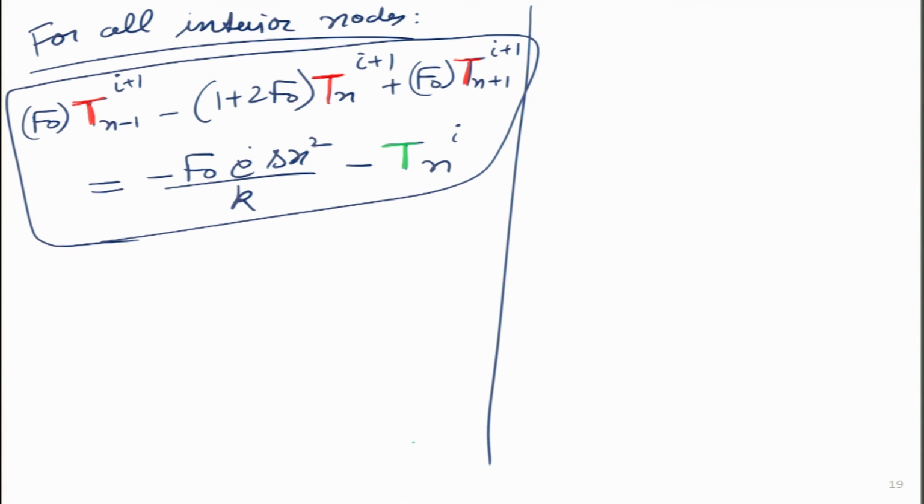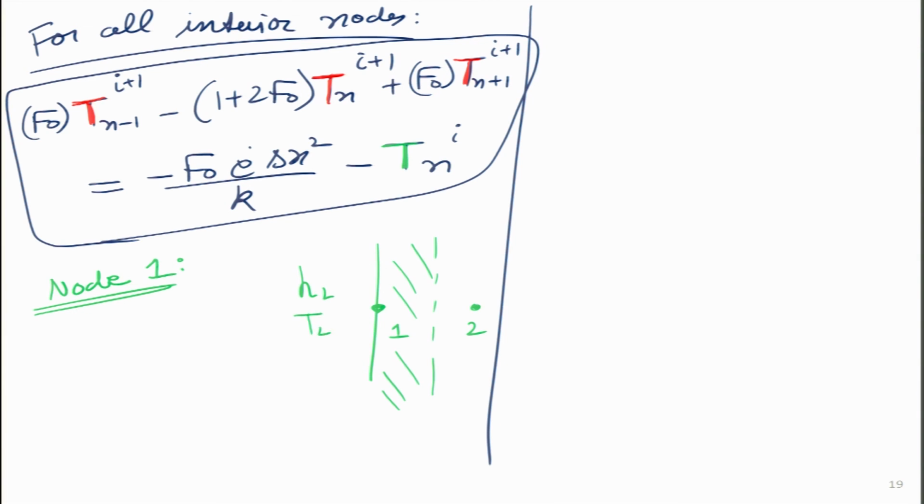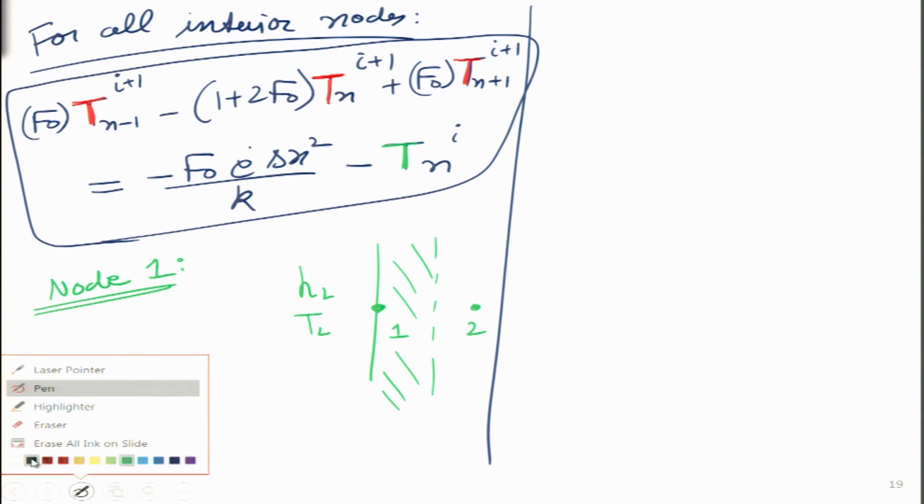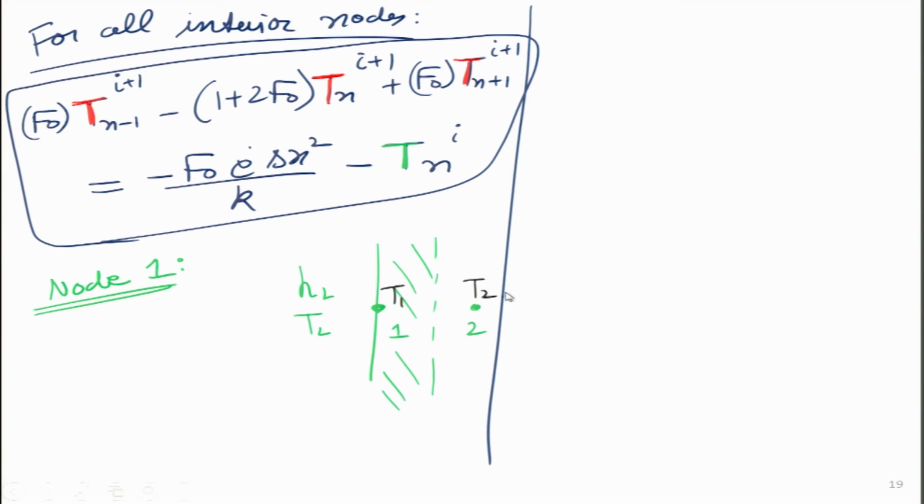Okay. Now we have a little less time, so what I am going to do is solve for one more node, maybe one exterior node, node 1, which is on the boundary over here. This is node 1, node 2, this is the boundary, this is the shaded portion over here. Then this is hL and TL. Here the temperature is T1 and here the temperature is T2. Let us do the energy balance equation over here.